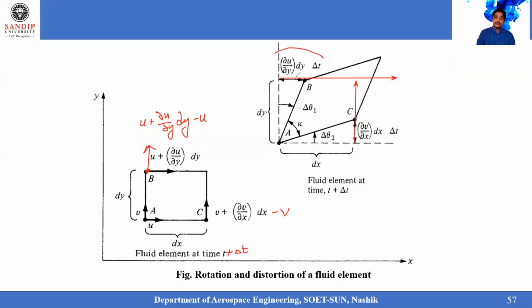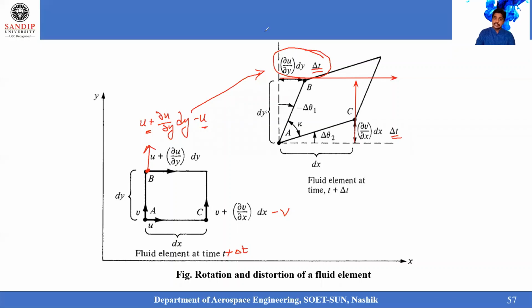From this resultant, when I subtract, the u and u get cancelled. Then I'm left with the value dou u by dou y into dy into delta t. So after time delta t, this is the resultant variation we got in this one. Now my question is, how did you get this delta t multiplied on this term?